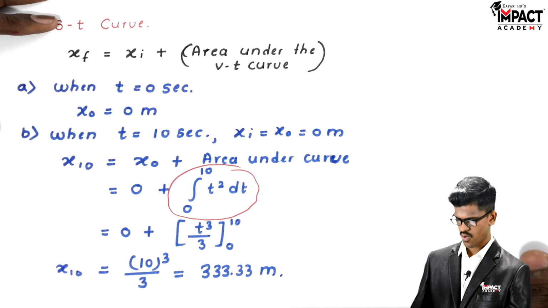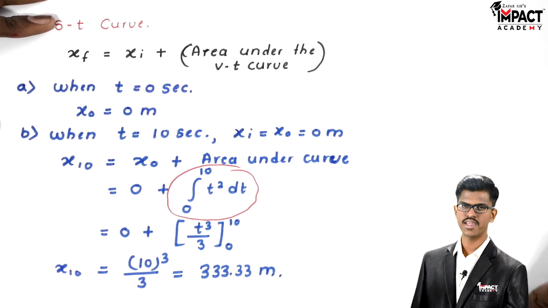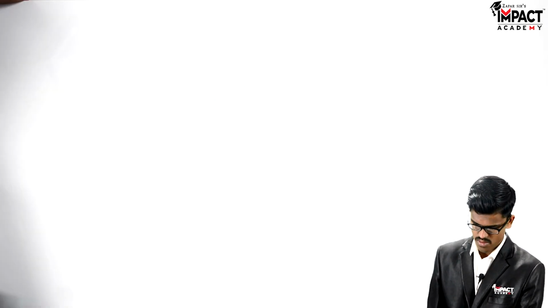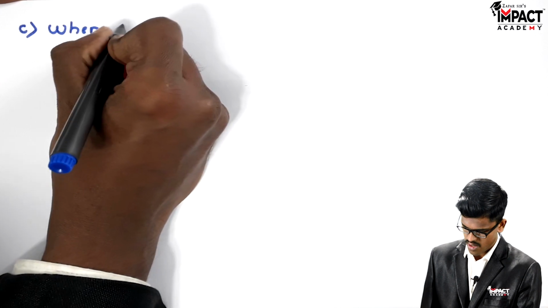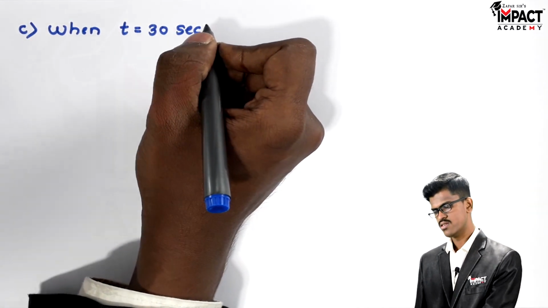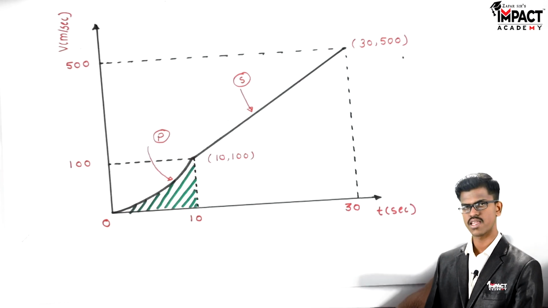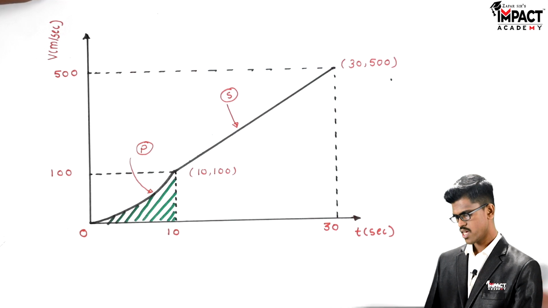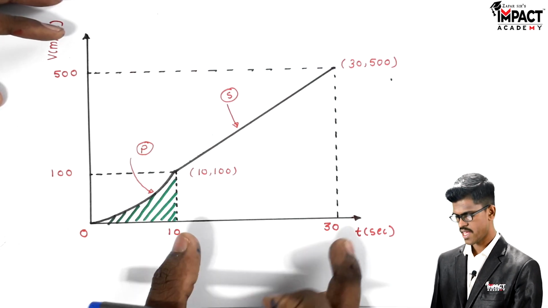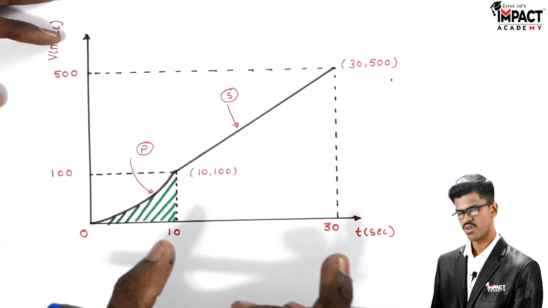Okay, so we get the answer: when t is equal to 10 seconds, the position of the car is 333.33 meter. Okay, now we have to find the position of the particle when t is equal to 30 seconds. So we have the formula, that is xf is equal to xi plus area under the curve. So here we use the time interval from 10 to 30 seconds. Then the initial position of the particle will be when t is equal to 10 seconds.